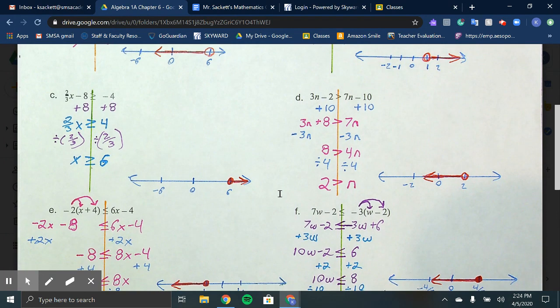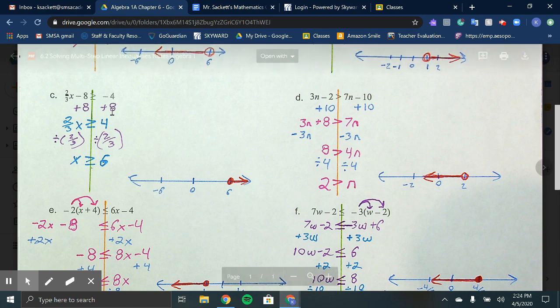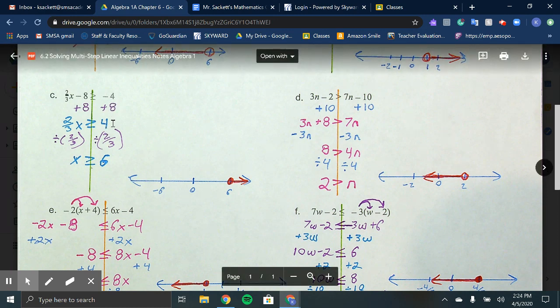In part C, we have a fraction of 2/3 multiplied by x minus 8 is greater than or equal to negative 4. So we have multiplication and subtraction. I need to undo subtraction first, so I'm going to add 8 to each side. A negative 4 plus 8 is a positive 4, so we have 2/3 times x is greater than or equal to 4.